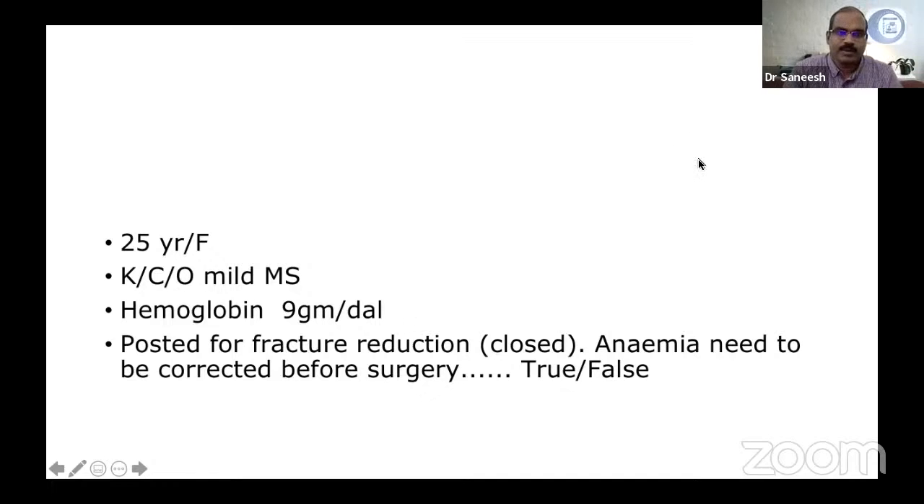It's a 25-year-old female, known case of mild mitral stenosis, hemoglobin of 9 grams, posted for fracture closed reduction. Does the anemia need to be corrected before surgery or not? That's the question. So you'll have your poll window right now.